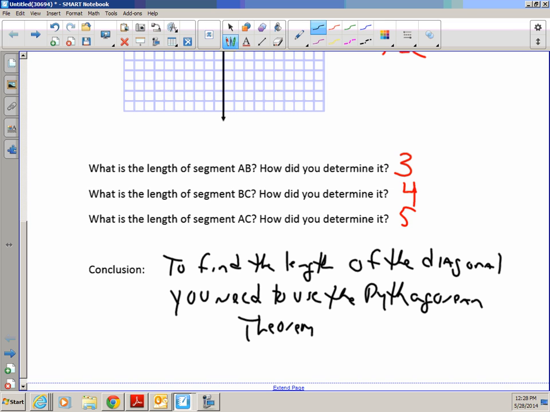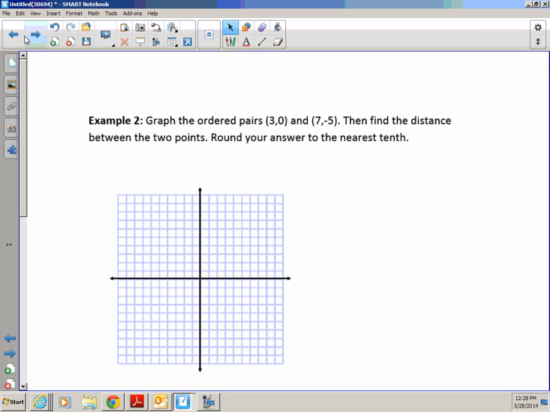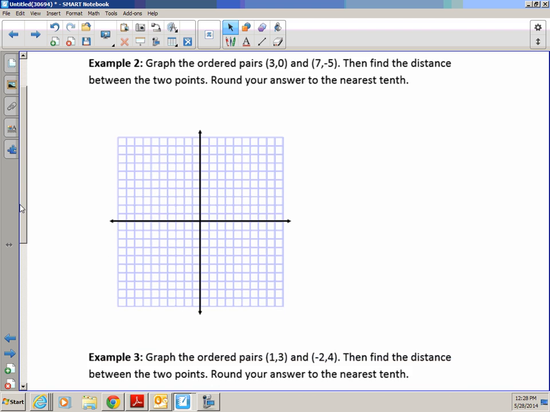Okay. So let's go on to some other examples. Now I just give you 2 coordinates, (3, 0) and (7, -5). Right? So (3, 0) is there, (7, -5) is there. So I want the distance of that segment.